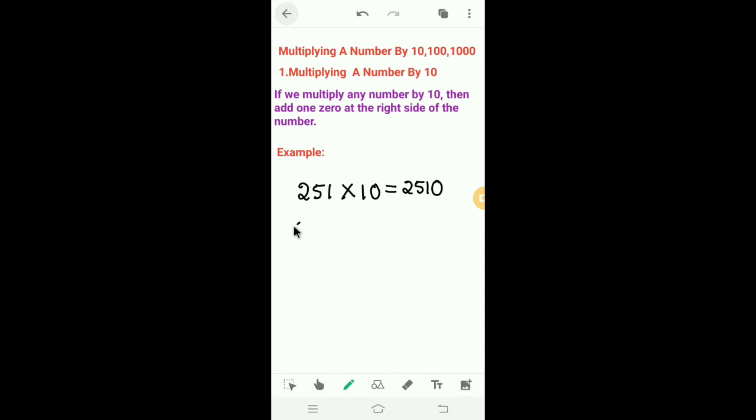For example, 4389 multiplied by 10 is equal to, write given number as it is, that is 4389, and add one zero at the right side of the number. So the product is 43,890. If we multiply any number by 10, then add one zero at the right side of the number.